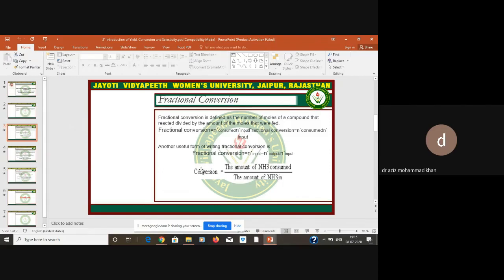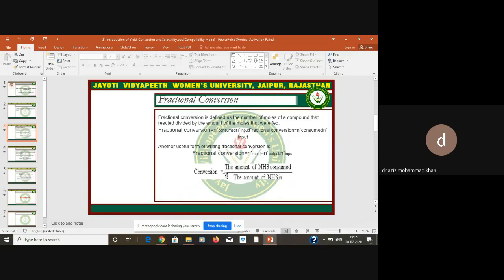We can take the example of NH3 here. In a reaction with NH3, the conversion of NH3 can be calculated from the amount of NH3 that was consumed and the amount of NH3 that was added. If we divide the amount of NH3 consumed by the amount of NH3 that we added in the starting, then we can calculate the conversion.